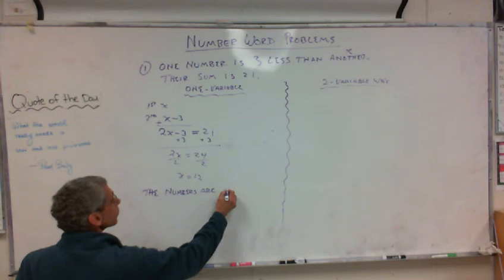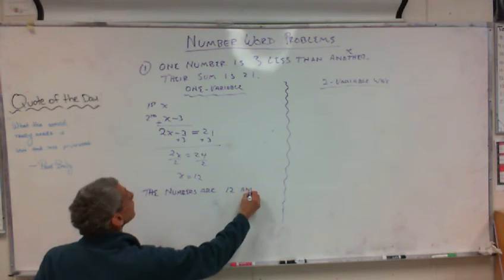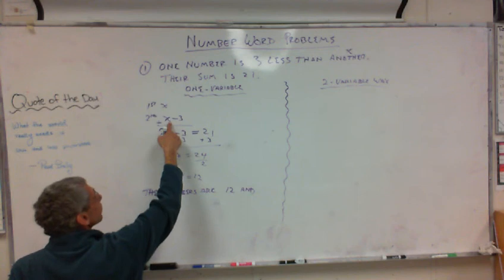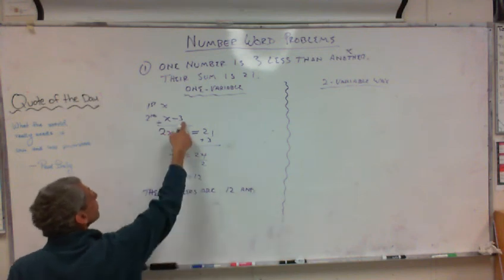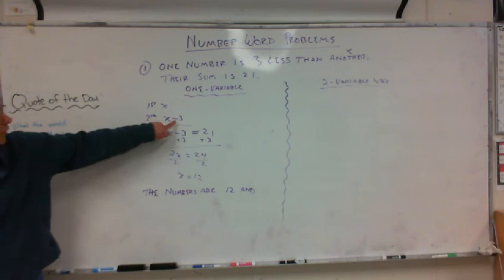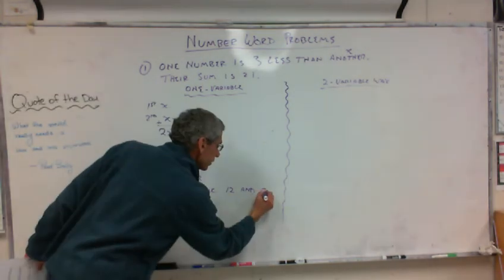12 and what? If x is 12, what's 12 minus 3 for the second number? You guys, wake up. What's 12 minus 3? 12 minus 3. So it's 9.